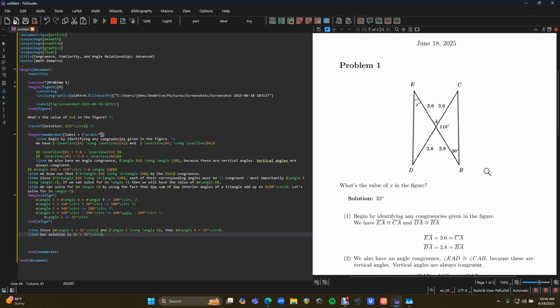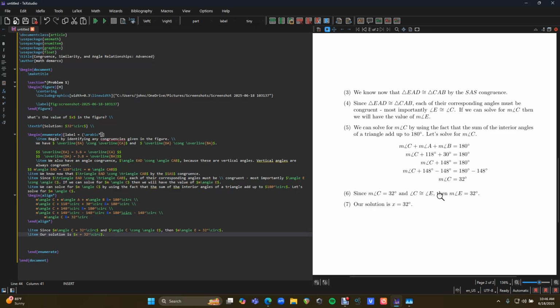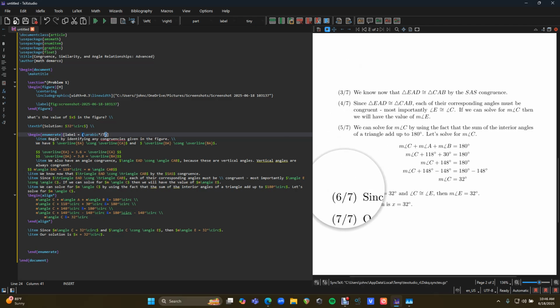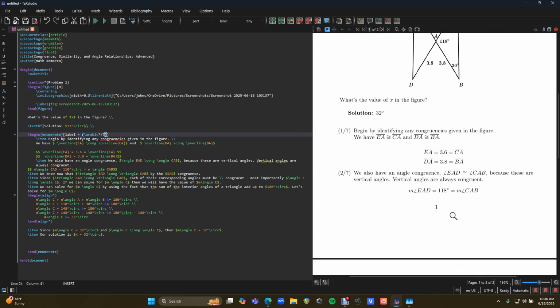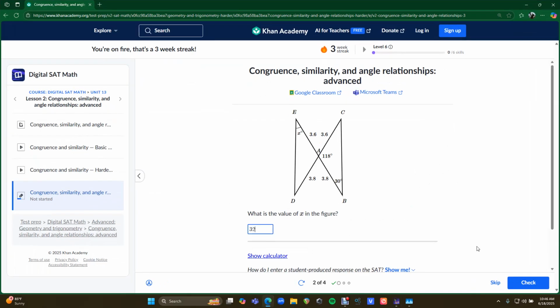Okay, that just about does it. It's looking beautiful. It really is looking beautiful. Let's go ahead and make sure it's out of 7 for all these steps here, like so. And let's type in our answer. Let's see how we did.